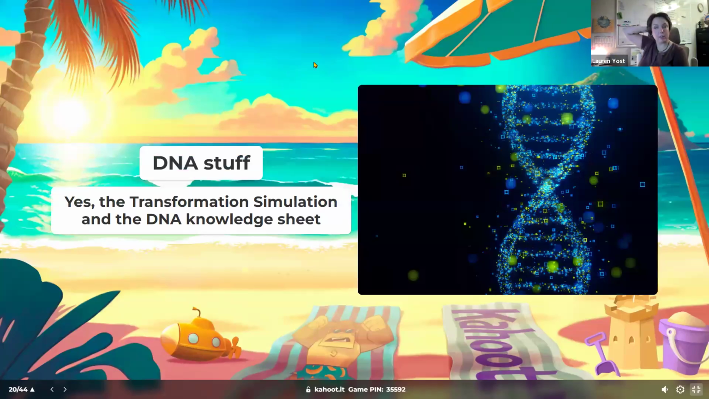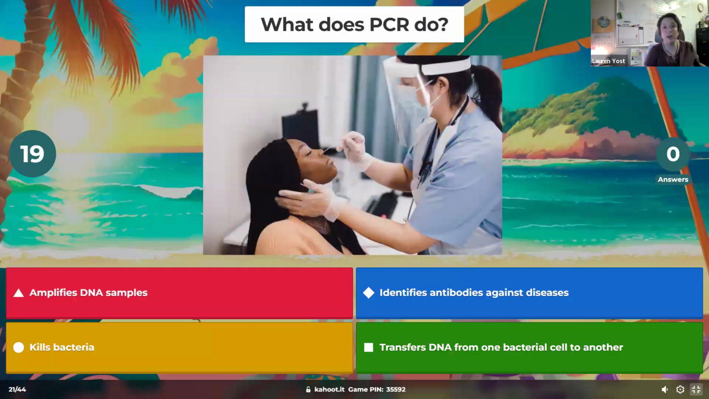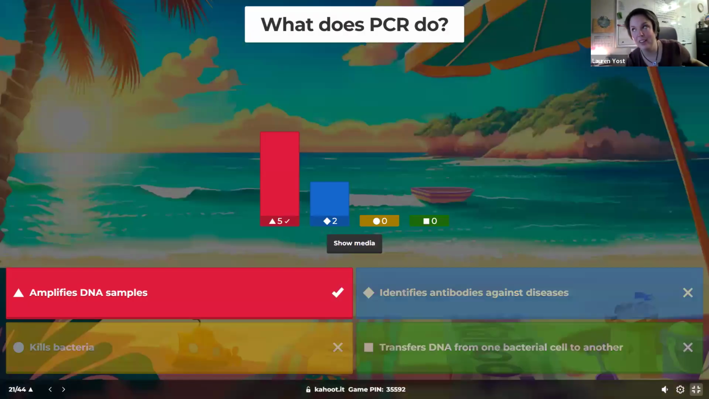All right, the DNA stuff: transformation, PCR, and gel electrophoresis. All right. What does PCR do? I know some of you guys were very eager to tell me what PCR stands for. I'm not saying I'm never going to test you on what PCR stands for. We could always save that for the final exam, though. So PCR amplifies a DNA sample. So PCR stands for polymerase chain reaction.